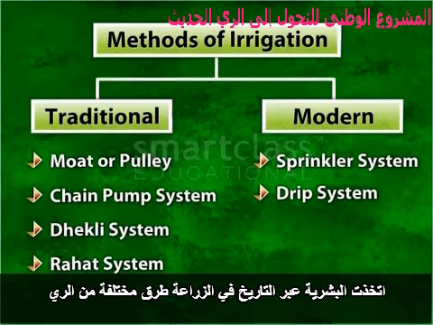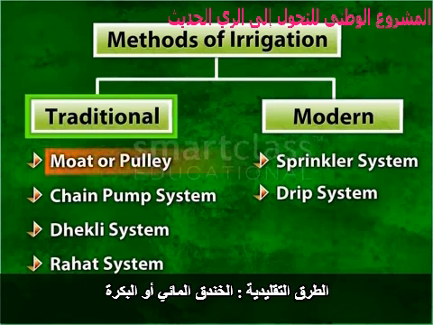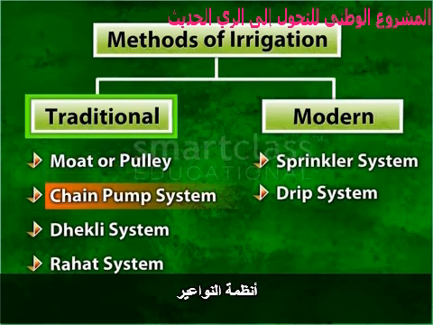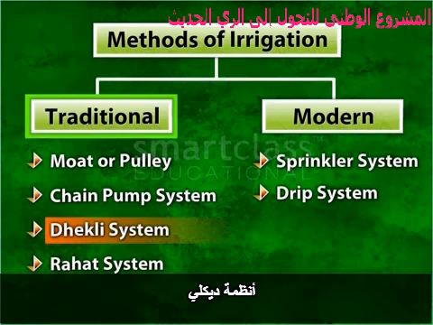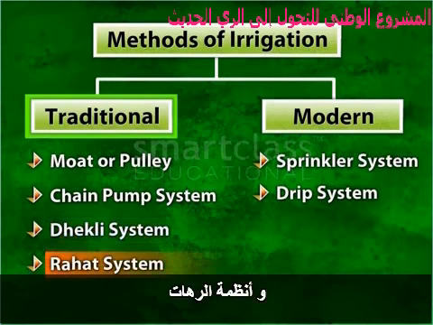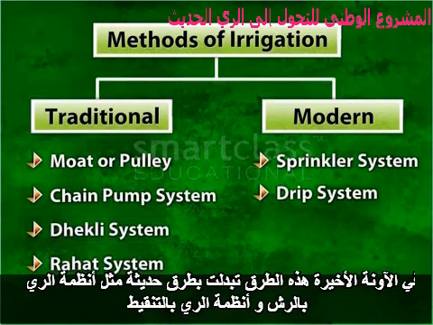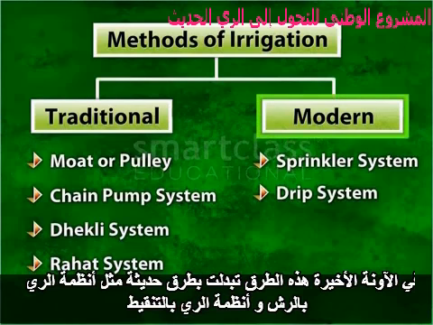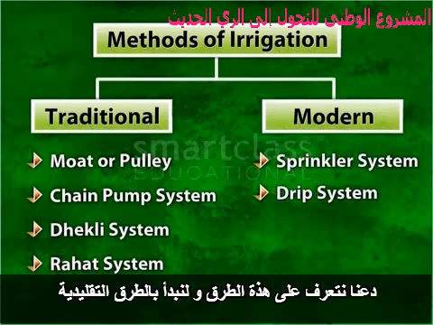Different methods of irrigation have been used since humans took to agriculture. The traditional methods of irrigation are a moat or pulley system, a chain pump system, dhekli system and rahat system. Of late, these methods of irrigation have been replaced with modern methods like sprinkler system and drip system. Let us learn about all these methods, starting with the traditional methods.